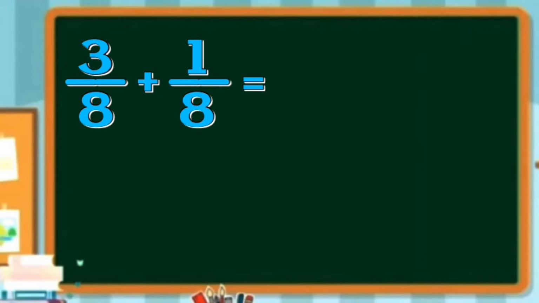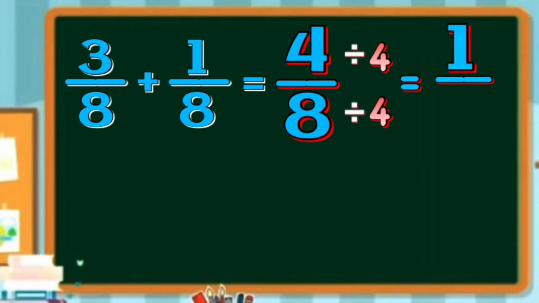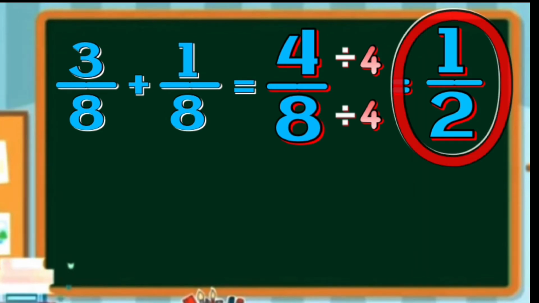Let us have another example. We have 3/8 plus 1/8. First step, add all the numerators. We have 3 plus 1 is equal to 4. Then, copy the common denominator, which is 8. And that makes 4/8. And finally, simplify the fraction into its lowest term by dividing both the numerator and the denominator by the GCF. And the GCF is 4. So we have 4 divided by 4 is equal to 1. 8 divided by 4 is equal to 2. So therefore, our final answer is 1/2.